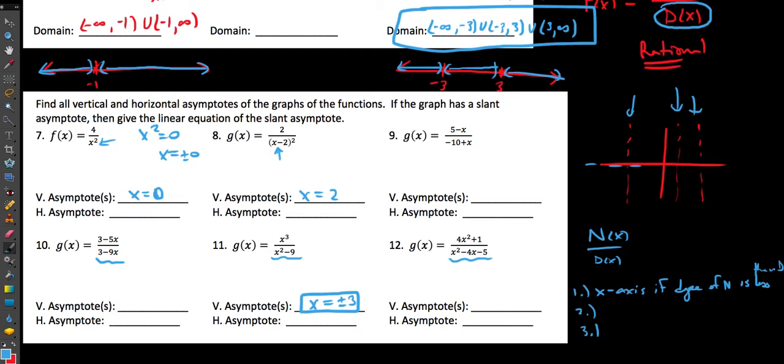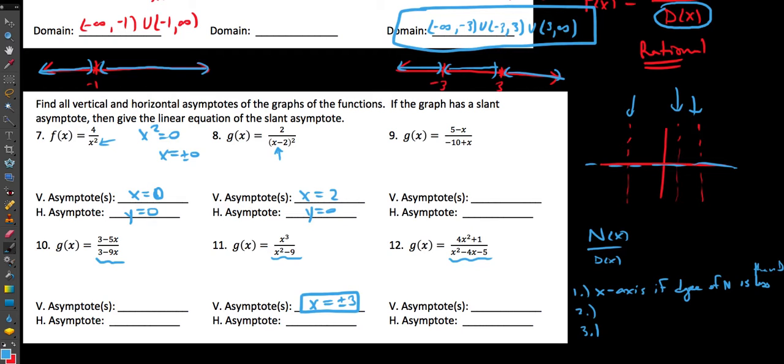So this right here. When you look at number 7 here, I notice that the degree of the top is 0. It's a constant polynomial, and this is a quadratic polynomial. So because it's bottom heavy here, we're going to say that this x-axis is going to be our horizontal asymptote. So do we see any other instances where the degree is bigger on bottom than it is on top? I notice also on number 8 here. And so we're going to say y equals 0.